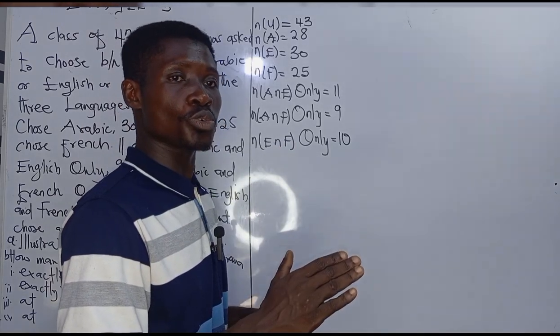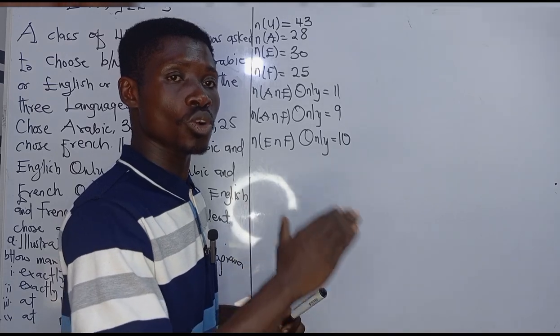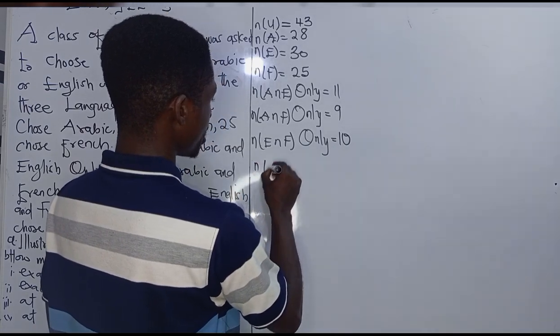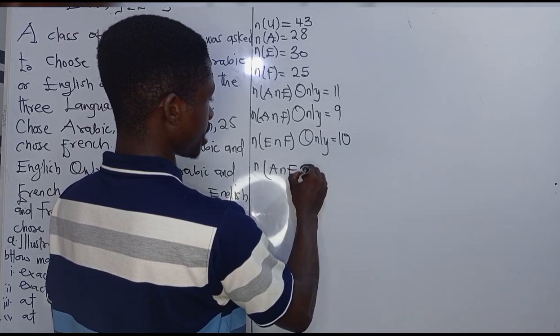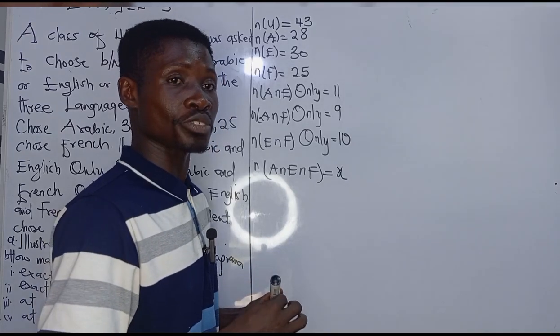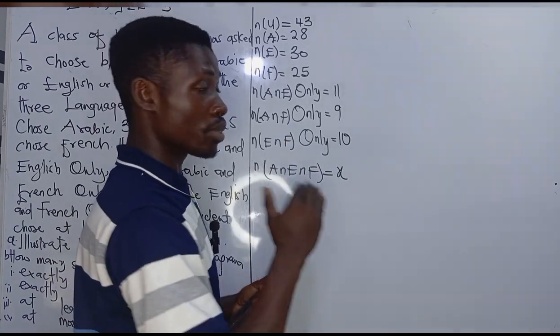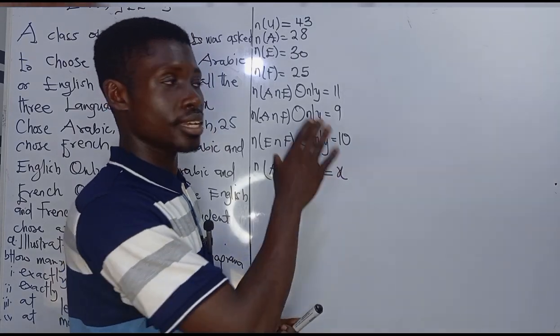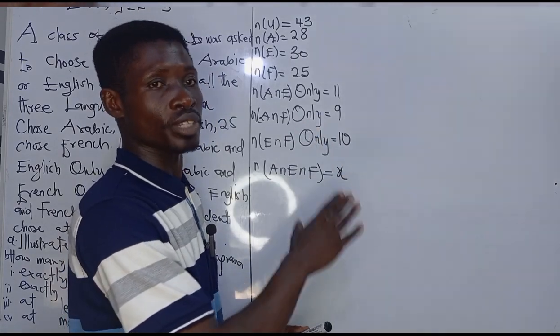Now we are also to find the number of students who chose exactly 3 languages. So we have our n(A ∩ E ∩ F). We don't know it, so let's use X to represent the number of students who chose all the 3 languages. Once we are done with this information, the next thing is to illustrate it on the Venn diagram.